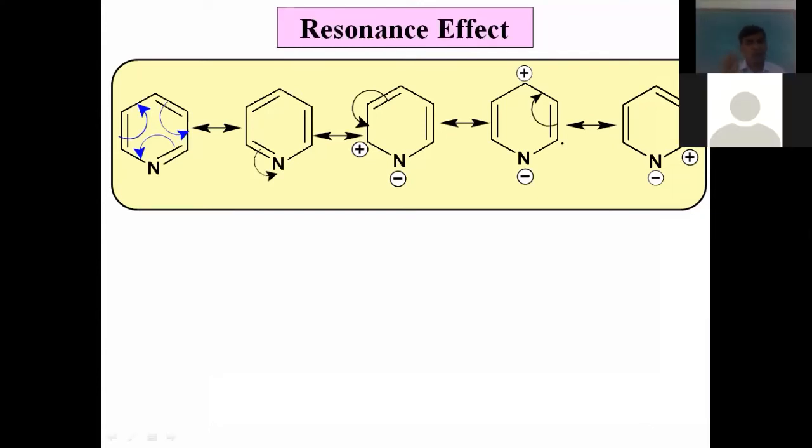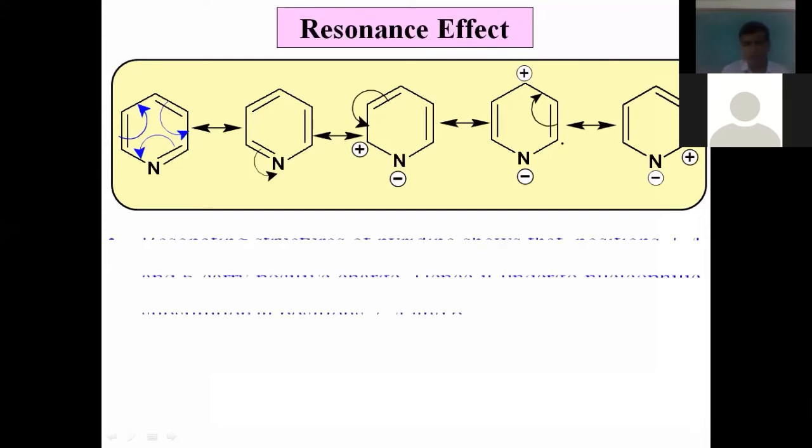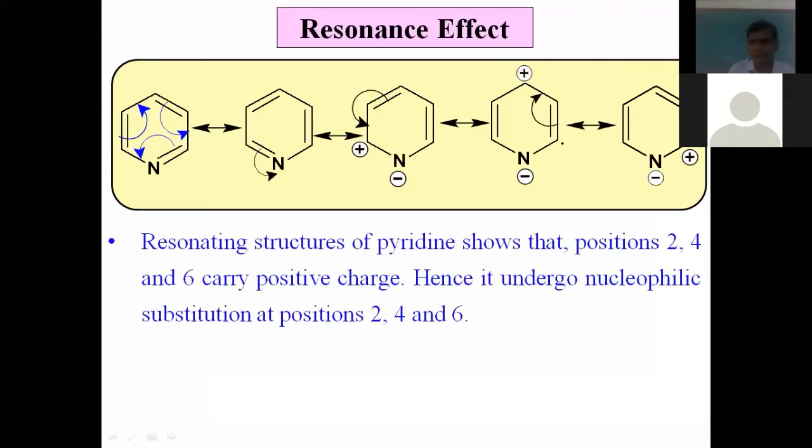Now let us see some conclusions from the resonating structures. What should be our conclusion? Here, positions 2, 4, and 6 carry a positive charge. Hence, pyridine undergoes nucleophilic substitution reaction at positions 2, 4, and 6. Actually, pyridine is an example of an aromatic compound. Generally, aromatic compounds undergo electrophilic substitution, but unlike other aromatic compounds, pyridine undergoes nucleophilic substitution.